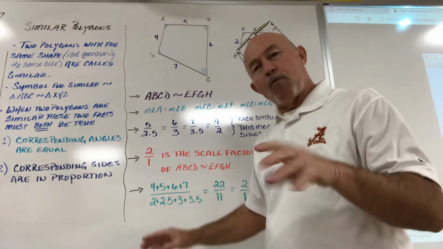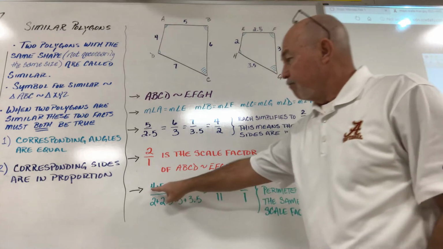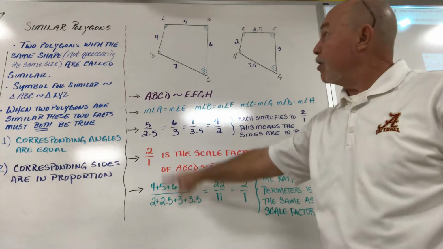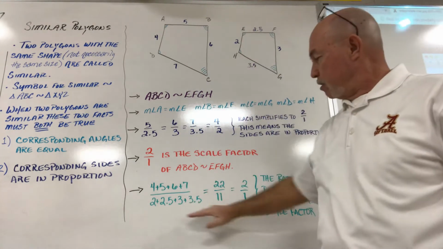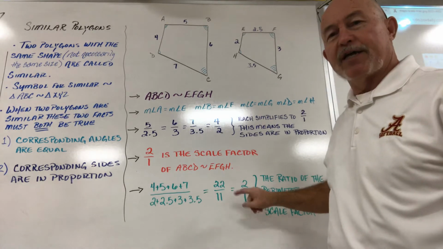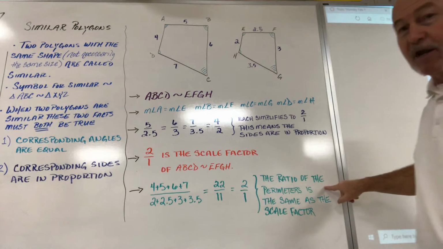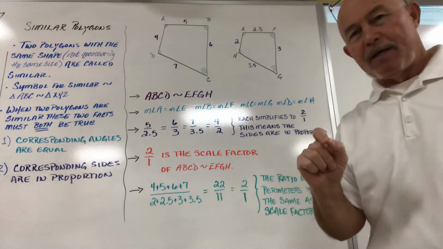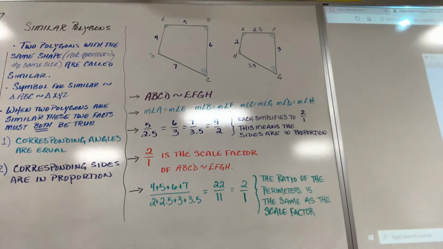And finally, when we talk about ratios of perimeters, remember the perimeter is the length of the sides added together. So the perimeter of this is 22. The perimeter of this is 11, simplifying to 2 to 1. Important to remember this, folks. It's going to make your life a lot easier. The ratio of perimeters is the same as the scale factor. Let's do some problems.